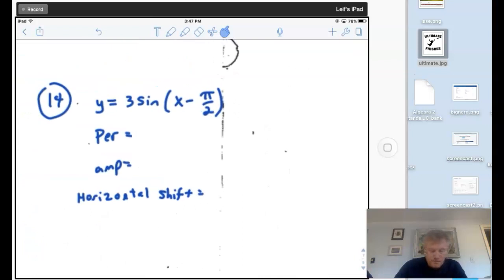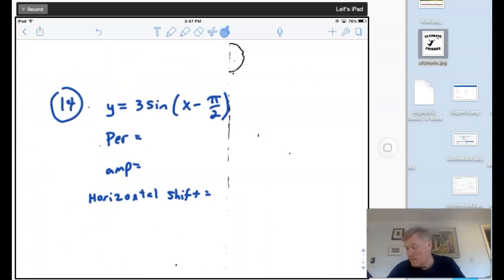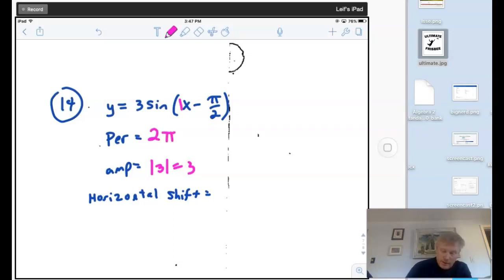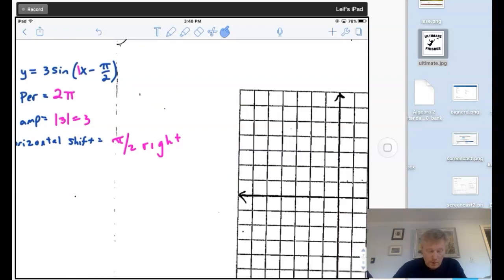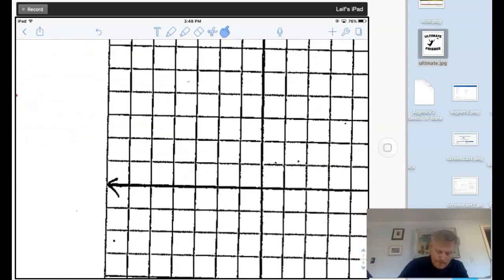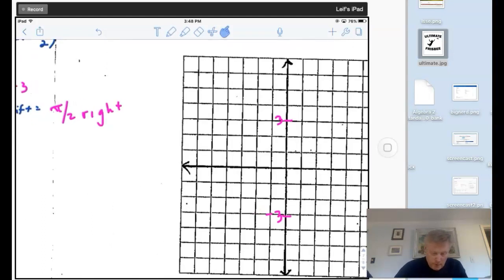Last one. So this one, the amplitude is 3. Absolute value of 3 is 3. Period, once again, let's see if I can not make the same mistake this time, is 2 pi over 1, which is 2 pi. And this one has a horizontal shift of pi over 2, and since it's minus, it's going to be pi over 2 to the right, because it's positive, going to go in the positive direction. Okay, so up and down to 3. Up to 3, down to -3, 2 pi.